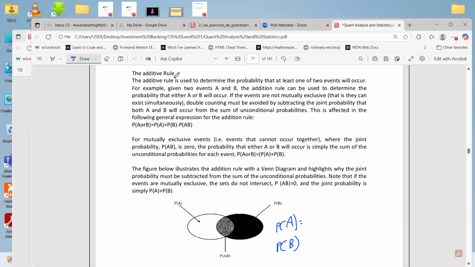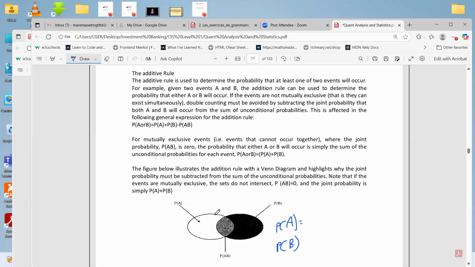The additive rule is used to determine the probability that at least one of two events will occur. For example, given two events A and B, the additive rule can be used to determine the probability that either A or B will occur. If the events are not mutually exclusive, that is, they can exist simultaneously, double counting must be avoided by subtracting the joint probability that both A and B will occur from the sum of unconditional probabilities.